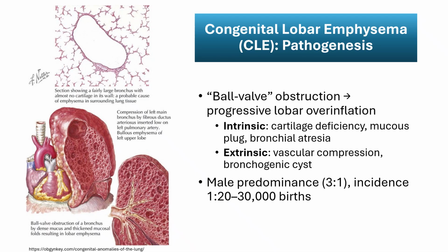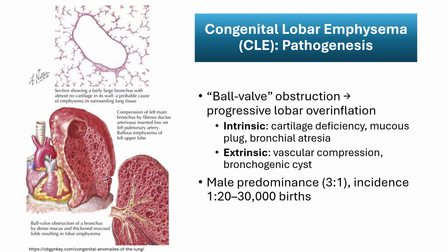The overinflated lobe compresses surrounding lung tissue and can cause mediastinal shift, impairing ventilation and oxygenation. Understanding the pathophysiology clarifies why some infants present with early respiratory distress, while others remain asymptomatic until later in infancy.